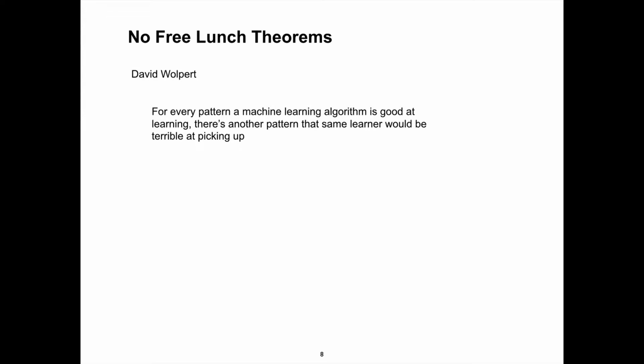Right, so this is no free lunch. Which basically says that if you've got a machine learning algorithm that's good at detecting a pattern, there's another pattern it's not good at detecting.